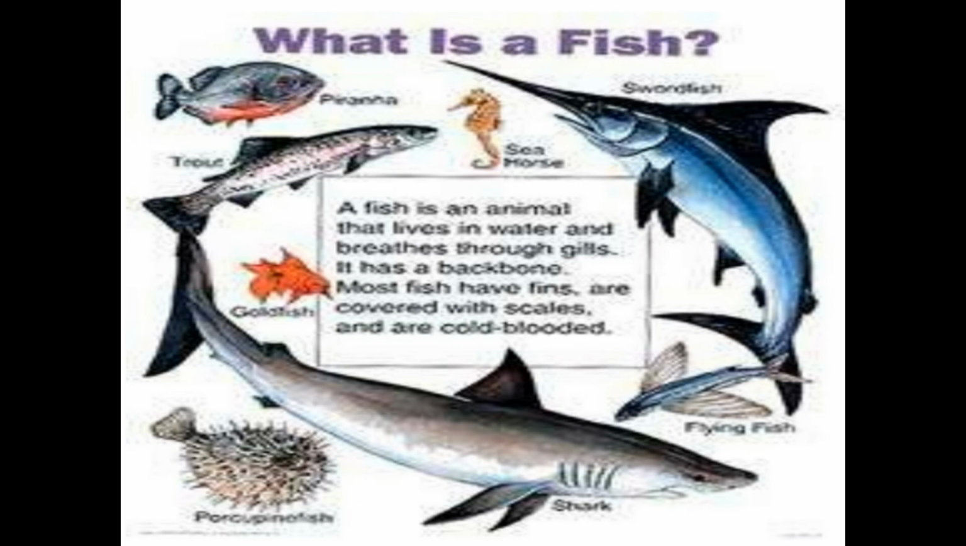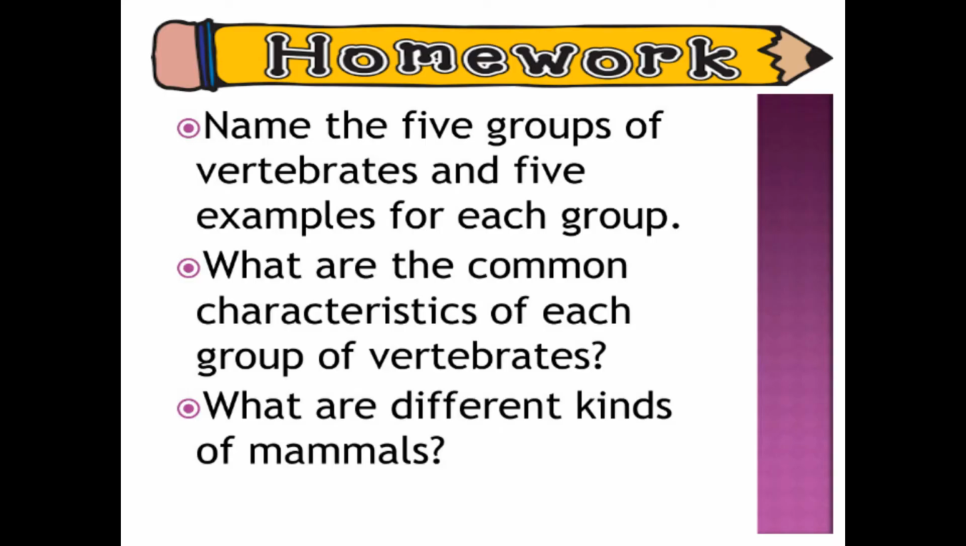They have gills for breathing, not lungs, because they have to stay underwater. They have scales on their skin for protection. They are also cold-blooded because their body temperature changes with the surrounding temperatures. They live in water, they use their gills for breathing, and most reproduce by laying eggs. You can see different shapes of fishes.